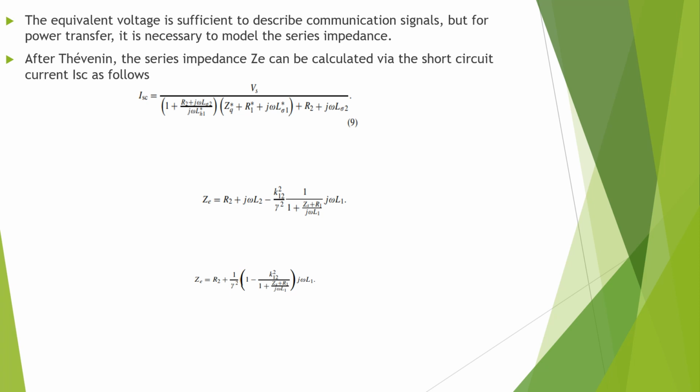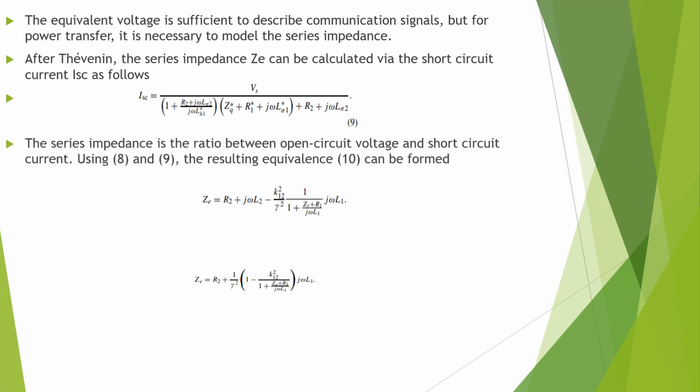into Z star Q plus R star 1 plus jωL star σ1 plus R2 plus jωL2 Lσ2. The series impedance is the ratio between open circuit voltage and current. Using 8 and 9, the resultant equivalence 10 can be formed. The below equation is formed.